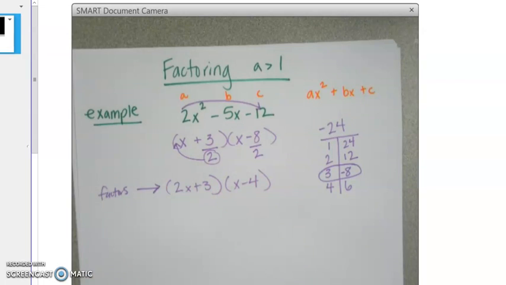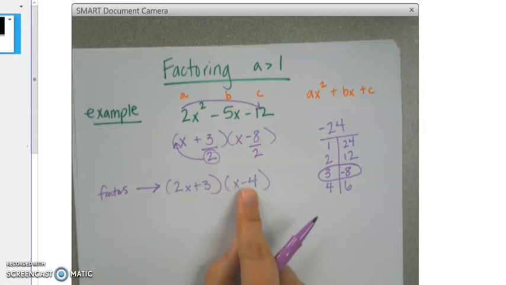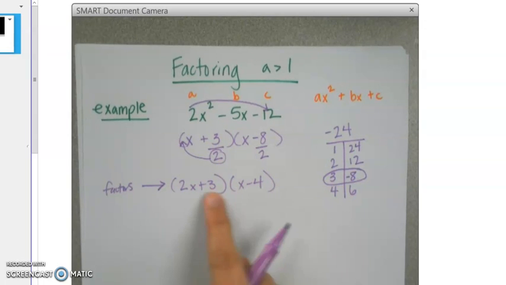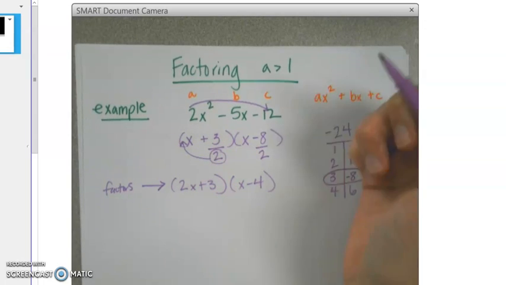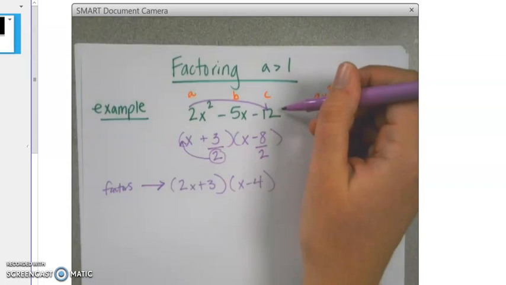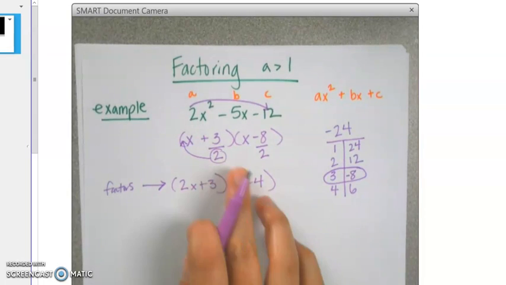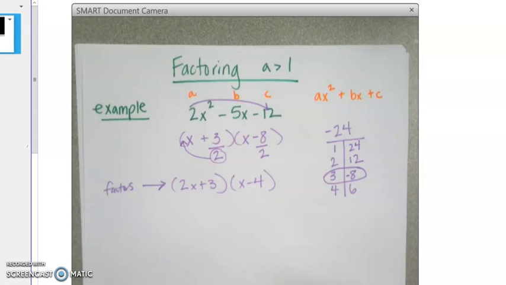Now, if you are ever unsure if you did it correctly, you can always multiply these together. You guys know how to do box method. We've done it already. So if you take that, maybe 30 seconds to a minute to actually multiply these together and make sure you got the original equation, then you know that you did it correctly. But those are the factors of this quadratic.